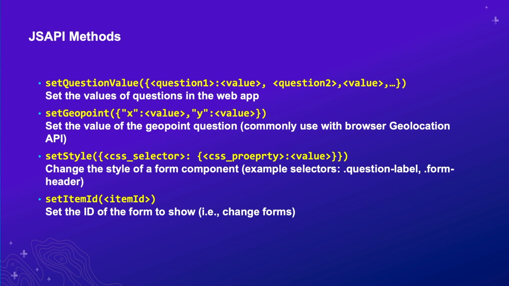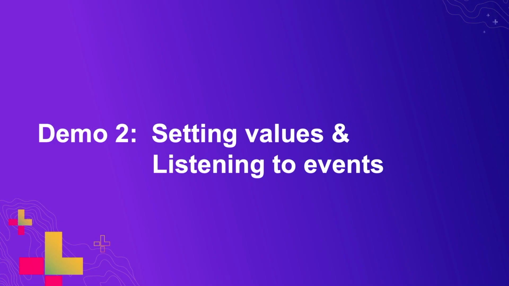In addition to initialization options, there are also methods to allow your app to alter the form dynamically. Set question value allows your app to update the data in the form. Set geopoint is a specialized question update for the geopoint question in a form. Set style allows you to alter the look via CSS. Note that the selectors are actually based on SASS or SCSS, a meta language for CSS. Finally, set item ID changes the form being displayed. Let's dive in and take a look at some of these properties and methods.